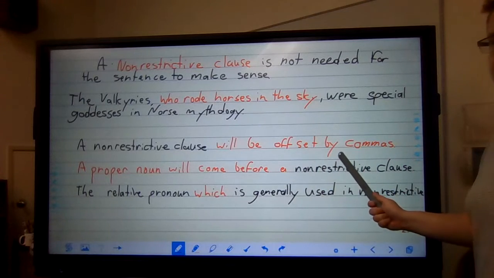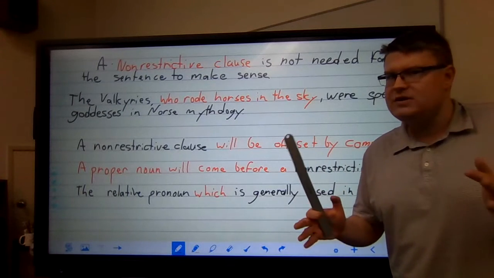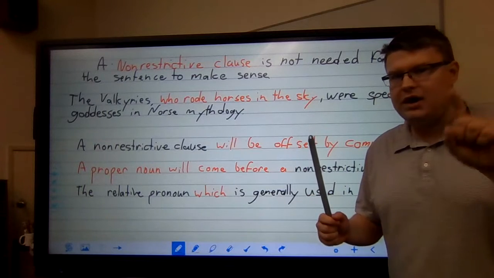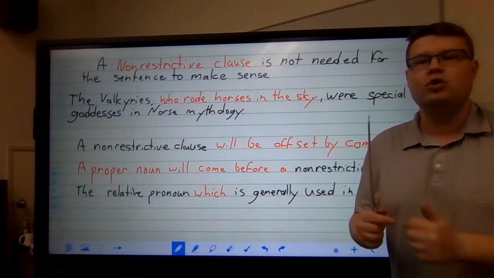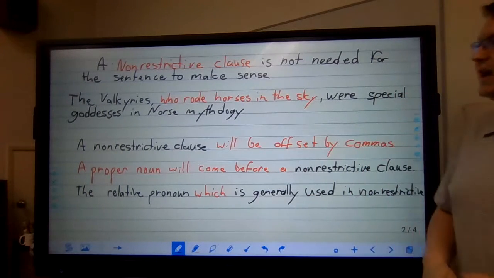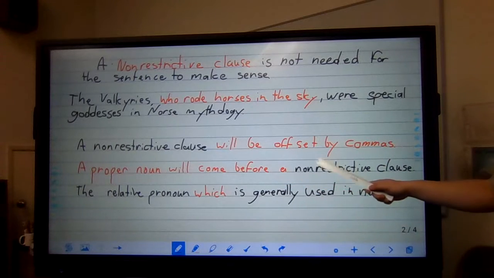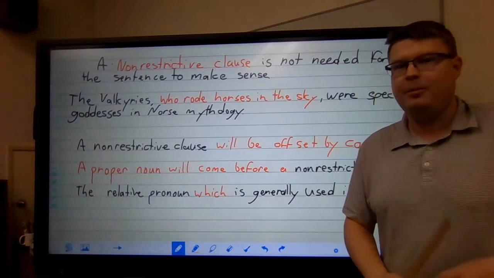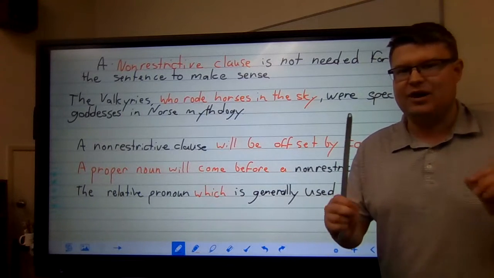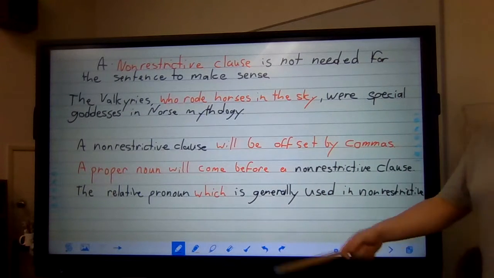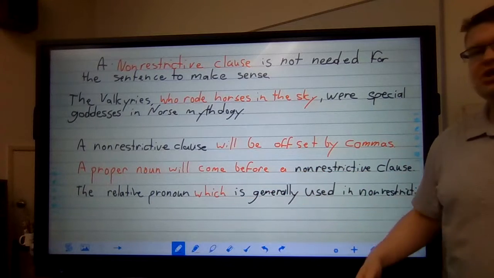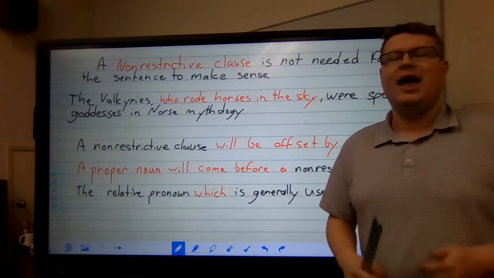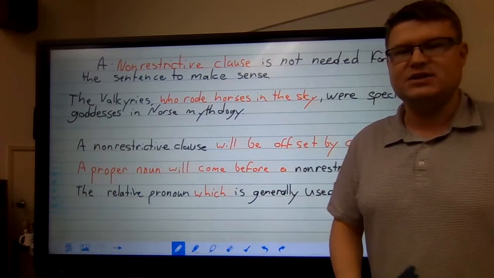First, check commas. Remember, you'll only be able to do this in exercise 1. Exercise 2 has removed all the commas. Second method, a proper noun will come before a non-restrictive clause. If you see a proper noun, you are looking at a non-restrictive clause. Lastly, if you see which, you are likely looking at a non-restrictive clause.